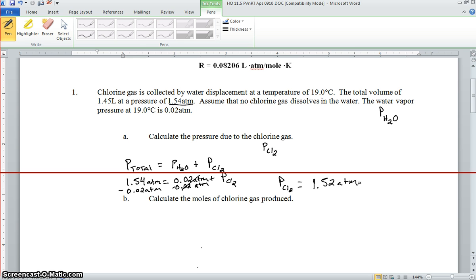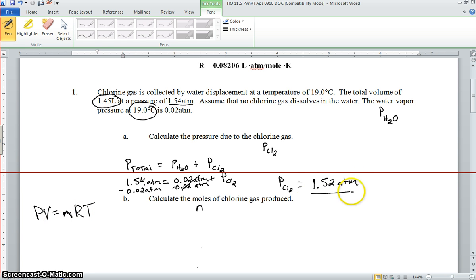Now, part B says calculate the number of moles of chlorine gas that were produced. We're trying to solve for the moles, moles being n. What else do we know about this chlorine? We know the pressure from the last part is 1.52 atmospheres. We also know that it had a volume of 1.45 liters and a temperature of 19.0 degrees Celsius. We've got pressure, volume, we're solving for moles, we've got an R, so we've got PV equals nRT.